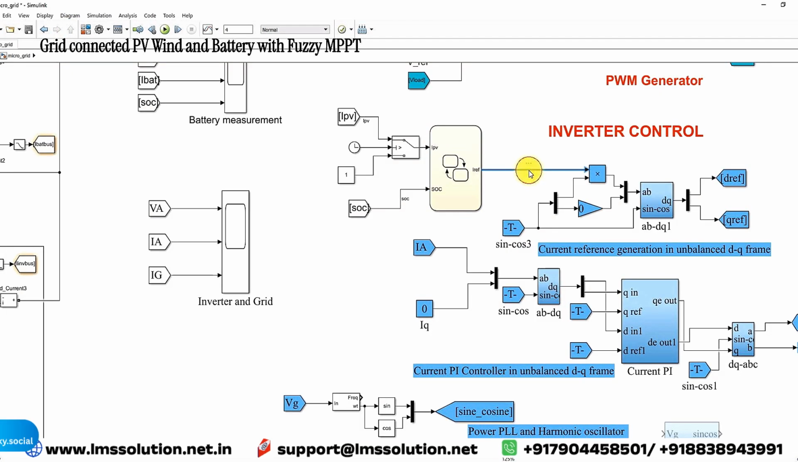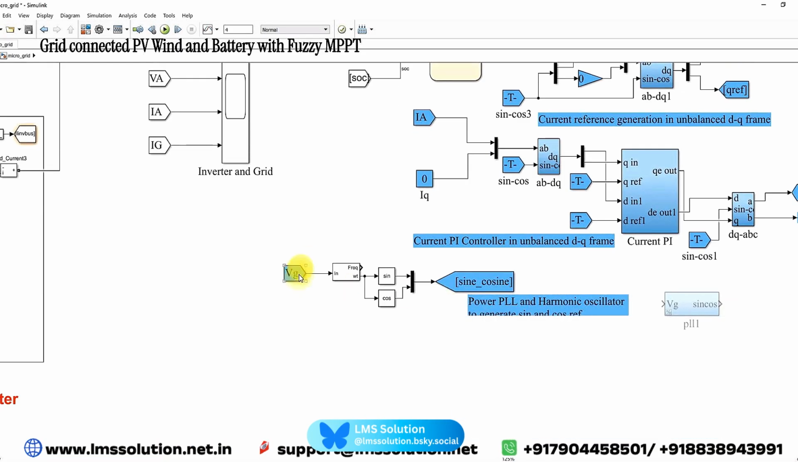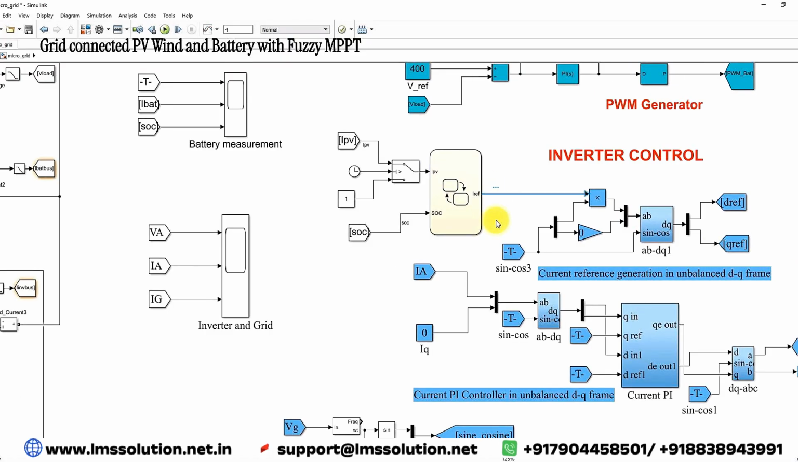After that, we need to measure the grid voltage, and from the grid voltage you have to calculate sine and cosine. This reference current is in the form of magnitude only. We need to convert it into sinusoidal form. That's why you have to multiply by the sine wave, and then it will be converted using a transformation. You have to use the alpha beta to DQ transformation to generate the reference in the form of DQ.